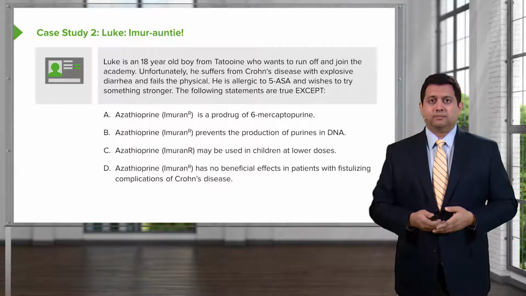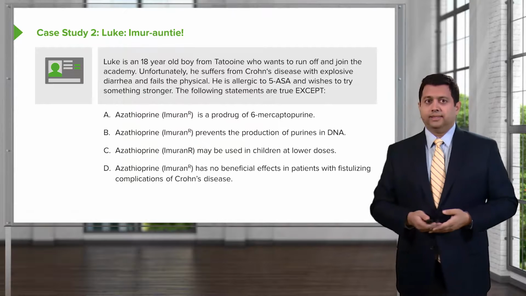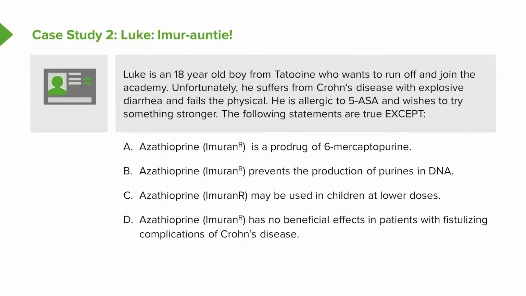A, azathioprine or Imuran is a prodrug of 6-mercaptopurine. B, azathioprine or Imuran prevents the production of purines and DNA. C, azathioprine or Imuran may be used in children at lower doses. And D, azathioprine or Imuran has no beneficial effects in patients with fistulizing complications of Crohn's disease. Which of the following statements are false? So remember, the question is asking the following statements are true except.